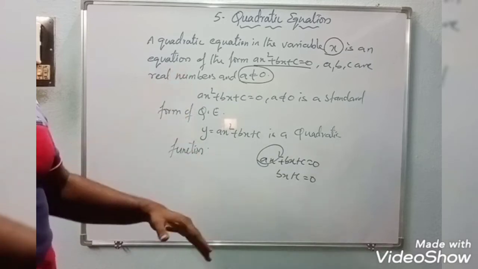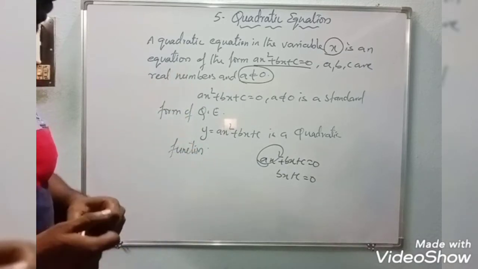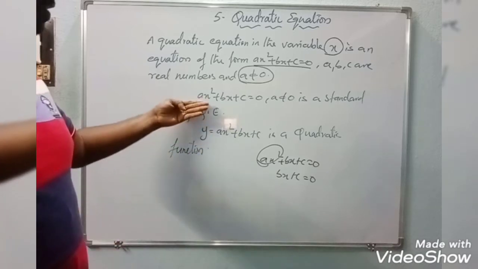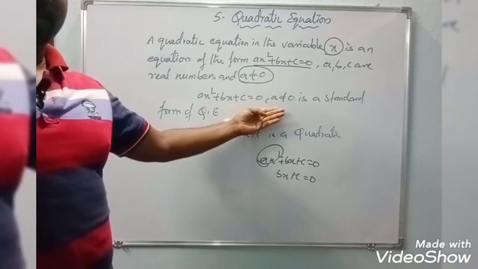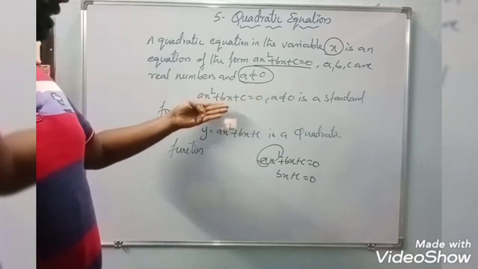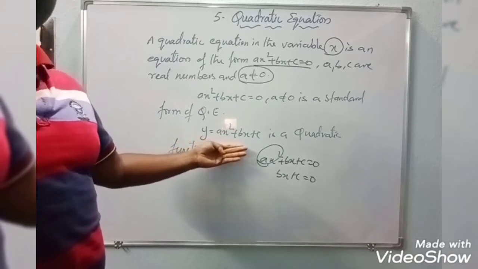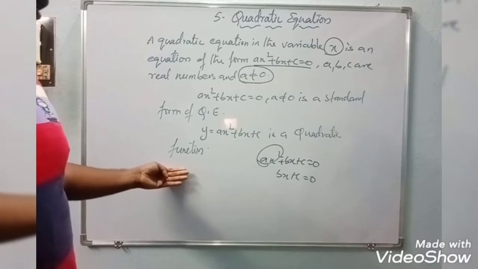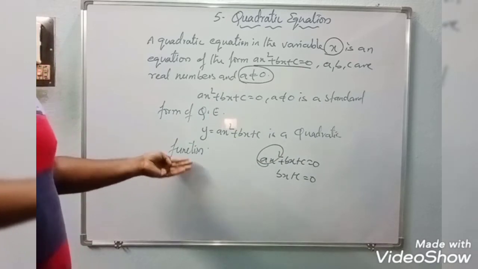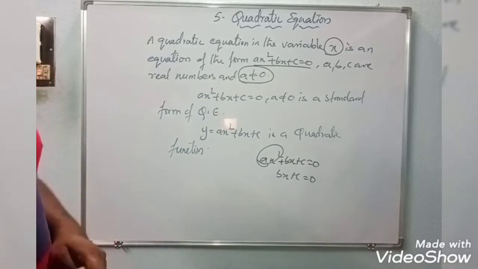Now coming to the next step. The next step is the standard form of a quadratic equation. The standard form of a quadratic equation is ax square plus bx plus c is equal to 0, where a is not equal to 0. If I write y is equal to ax square plus bx plus c, then it is a quadratic function, not a quadratic equation. So the quadratic equation standard form is ax square plus bx plus c is equal to 0.